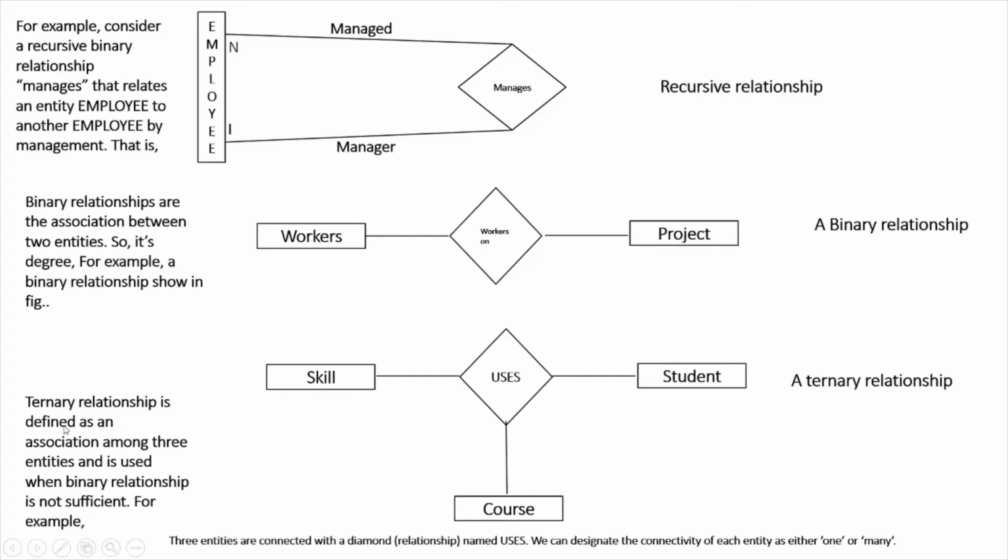Ternary relationship is defined as an association among three entities and is used when a binary relationship is not sufficient. For example, skill, student and course and usage. A ternary relationship. Three entities are connected with a diamond relationship named uses. We can designate the connectivity of entities as either one or many.